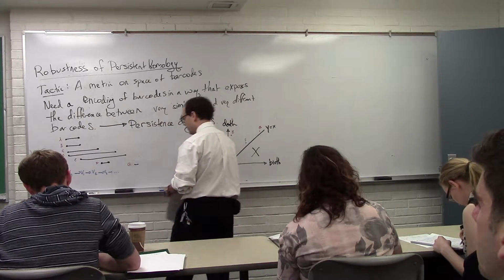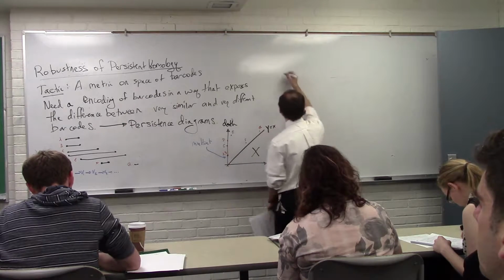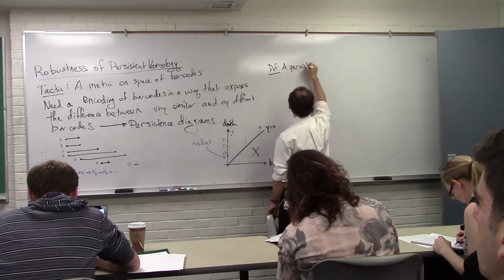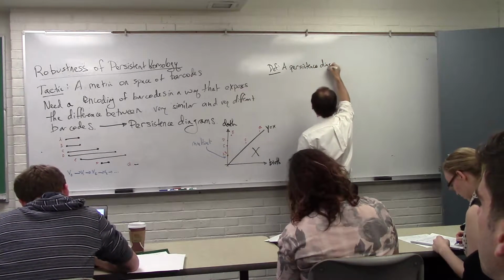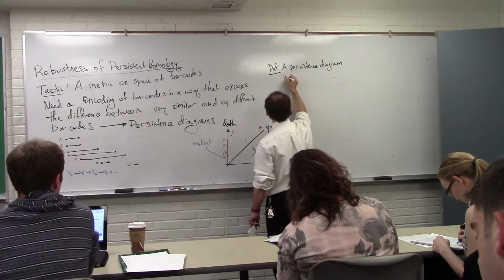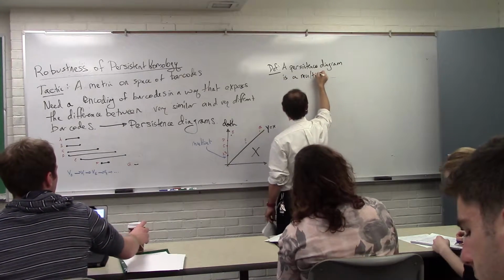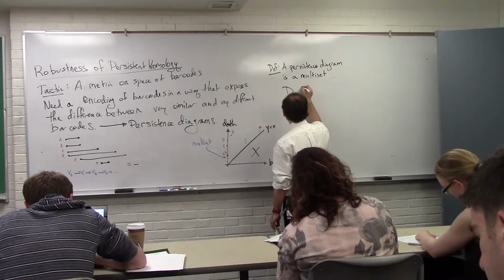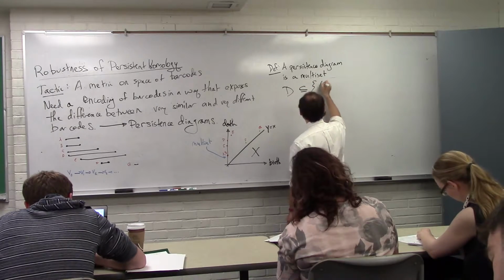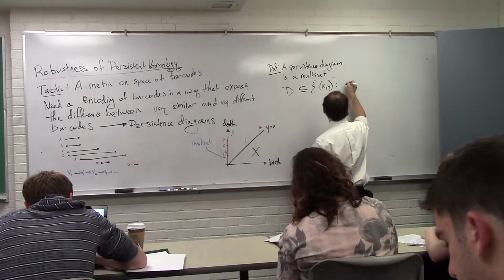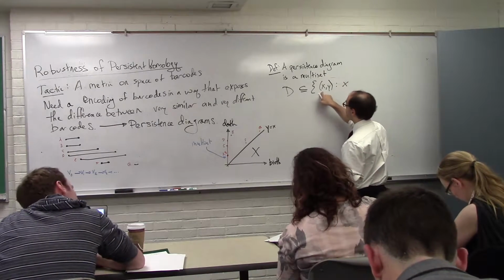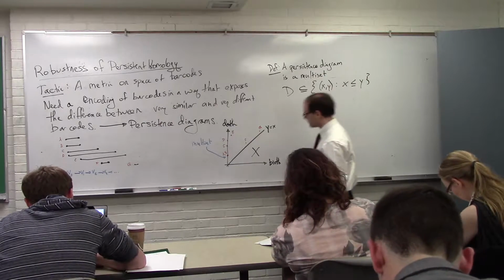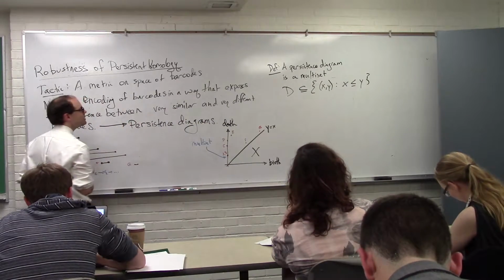I'm going to give you now the formal definition. Definition: a persistence diagram is a multi-set D in which all of the points are of the form (x, y), where x, the birth, is less than or equal to y, the death. Not quite a set, but a multi-set. So that's a persistence diagram.